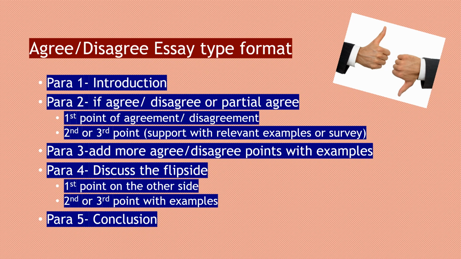So if you say agree, then you need to write down 1 to 3 points with relevant examples or a survey. And friends, make sure that you write down the relevant examples or a survey in order to support, otherwise you will lose marks. Now, the third paragraph is optional. If you want to add more points, then only you make the third paragraph. Else you skip and move to the fourth paragraph and do the flip side.